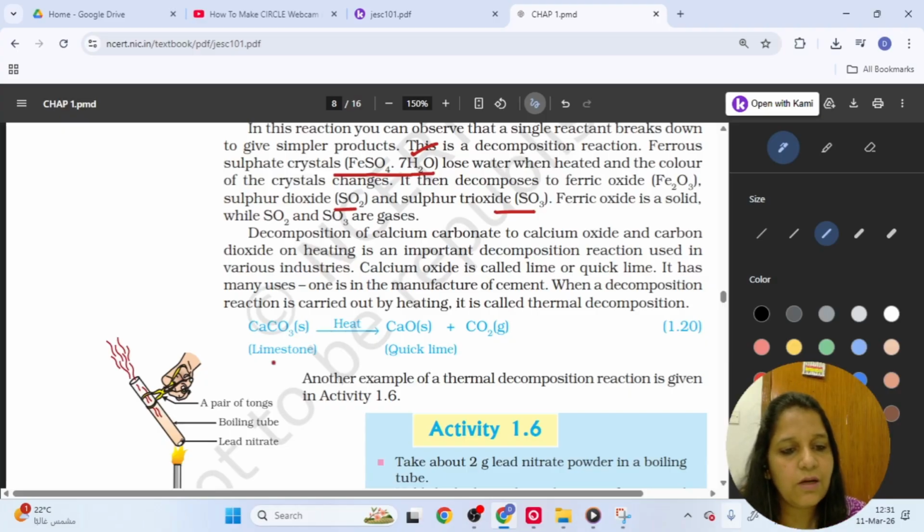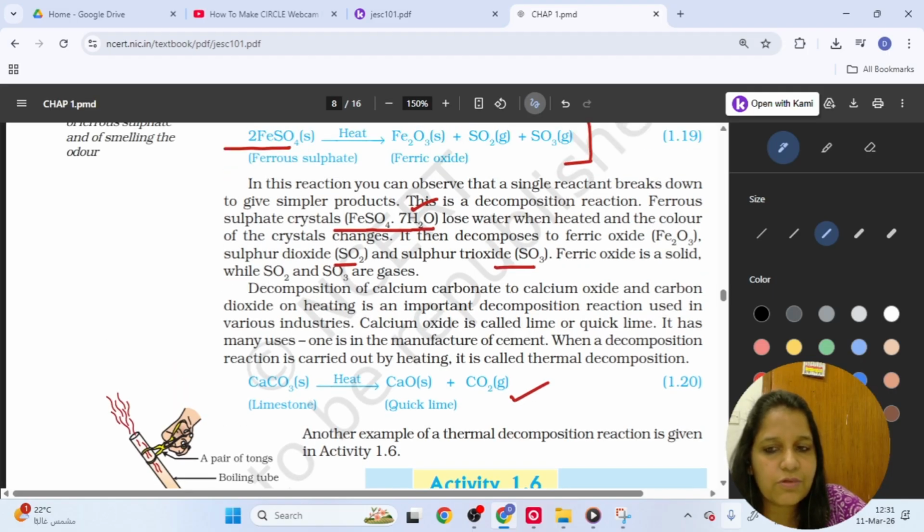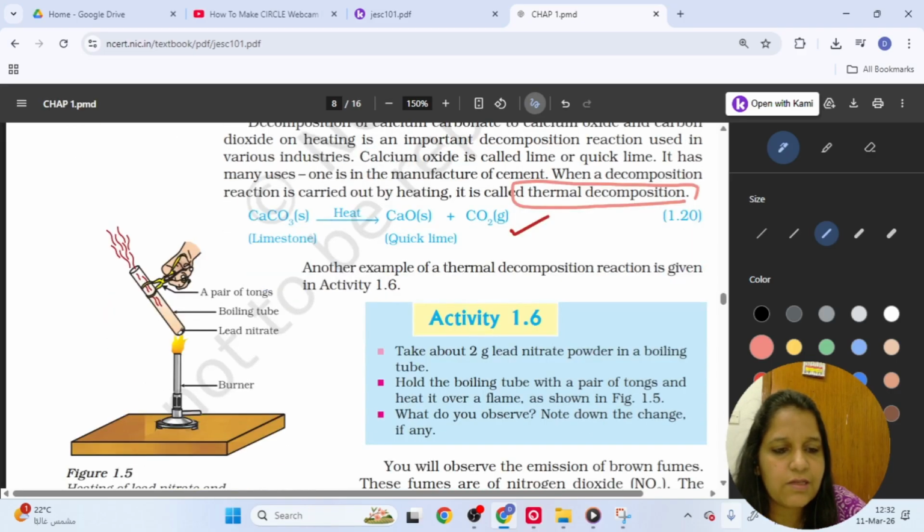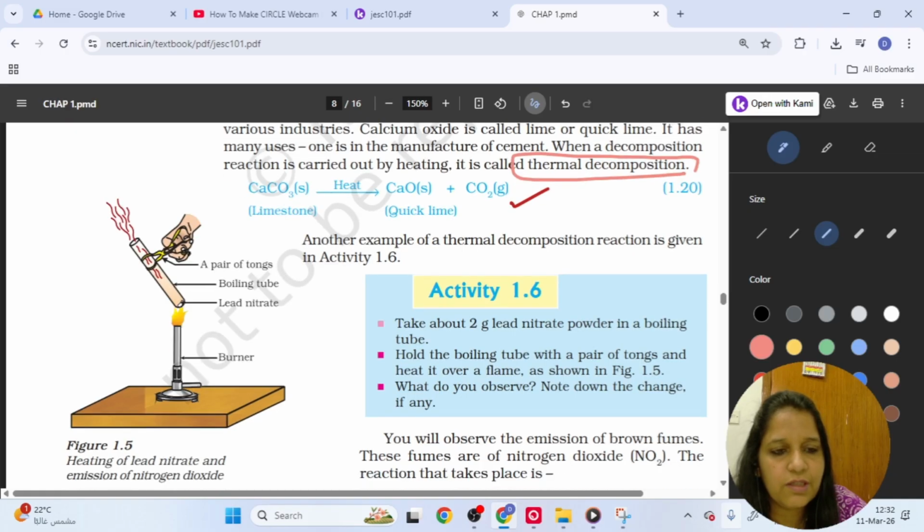One more reaction is of calcium carbonate. When this calcium carbonate is heated, it gets broken down into calcium oxide and carbon dioxide. And this is known as thermal decomposition. What kind of decomposition is it? It is thermal decomposition, because here the breaking down of a compound takes place in the presence of heat. That is why it is known as a thermal decomposition reaction.